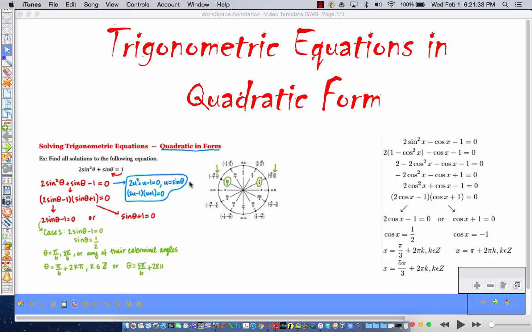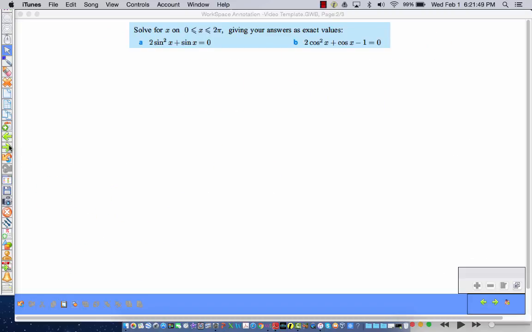Alrighty then. So, just got two examples for you. It's solving a quadratic equation, really, except instead of 2x squared plus x minus 1, something like that, we have sines and cosines to deal with. Not a big deal, okay? Maybe it freaks you out a little bit.